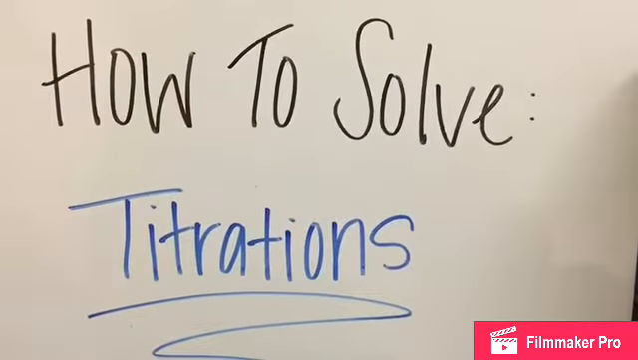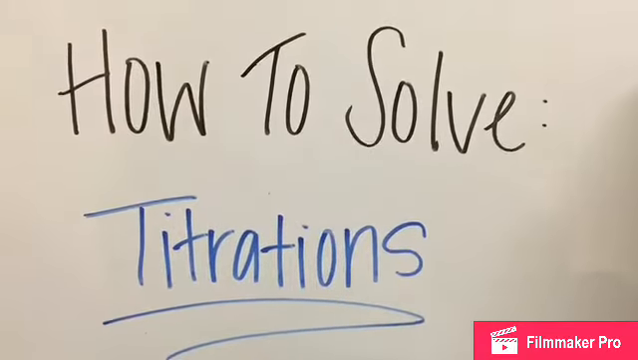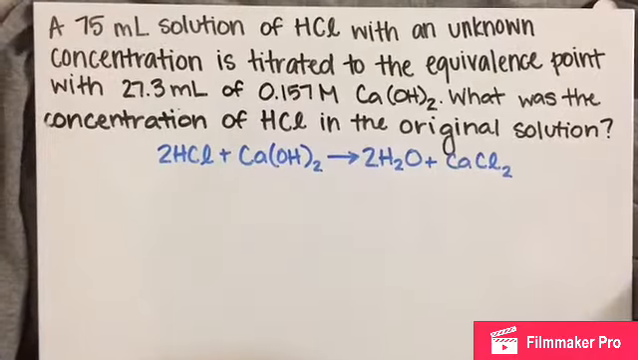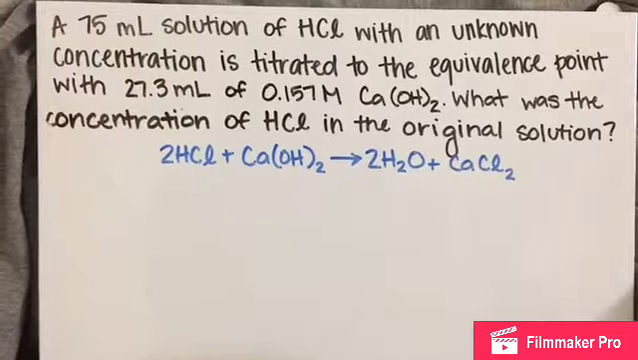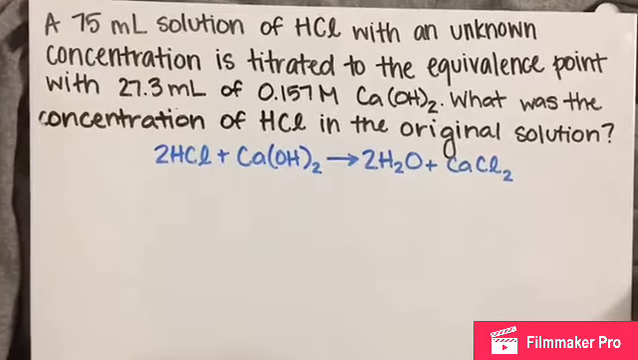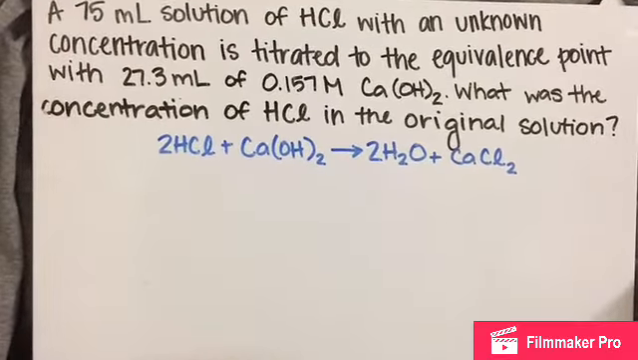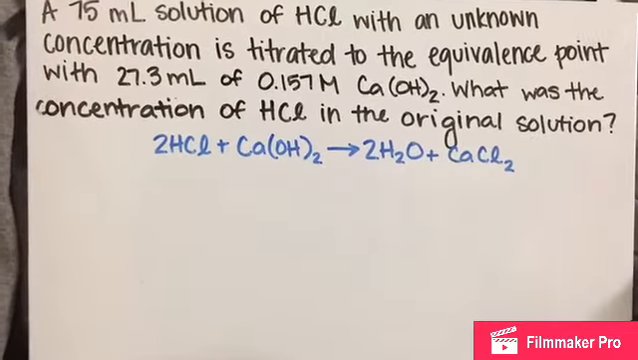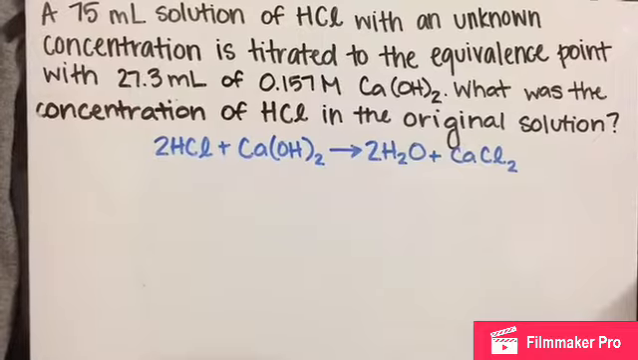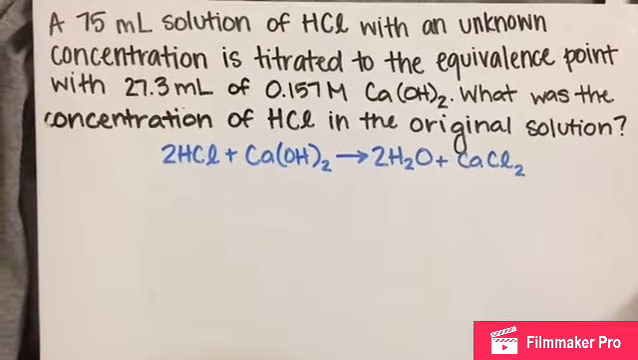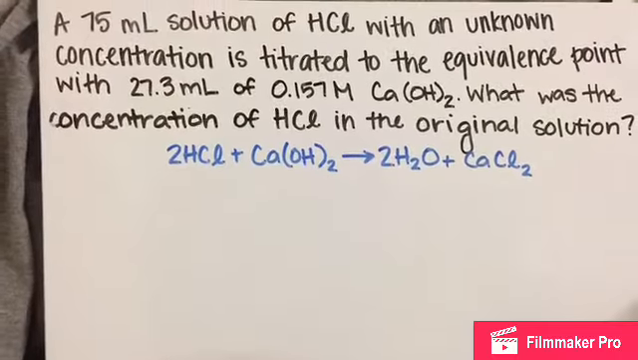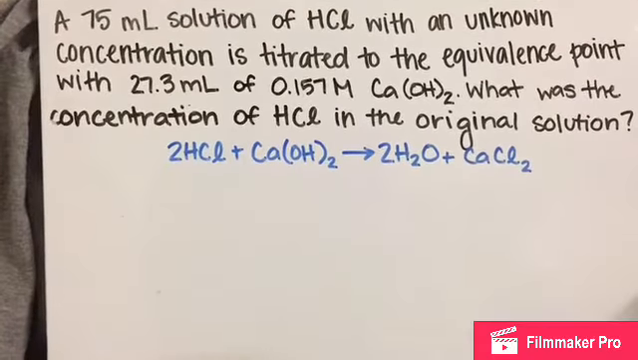Today we're going to look at how to solve titrations. Our question states: a 75 milliliter solution of hydrochloric acid with an unknown concentration is titrated to the equivalence point with 27.3 milliliters of 0.157 molar calcium hydroxide. What was the concentration of the hydrochloric acid in the original solution?